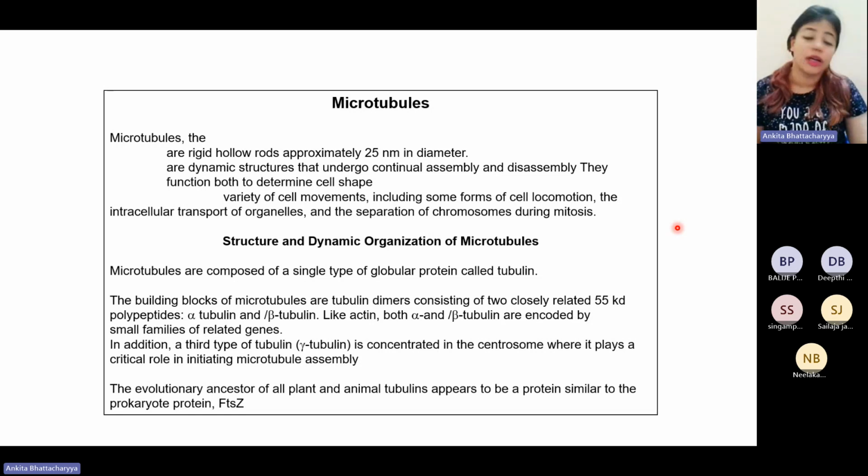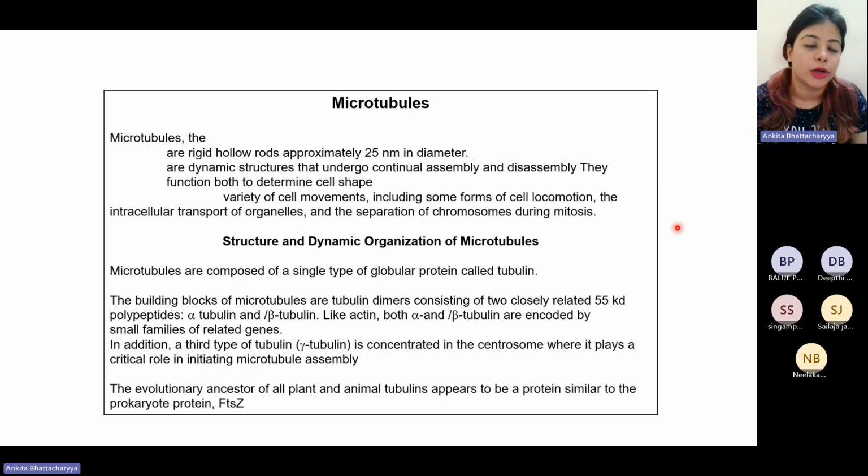Now, what are microtubules made up of? They are made up of a single type of globular protein known as tubulin. These tubulins consist of individual dimers that have two very closely related polypeptides, 55 kD.